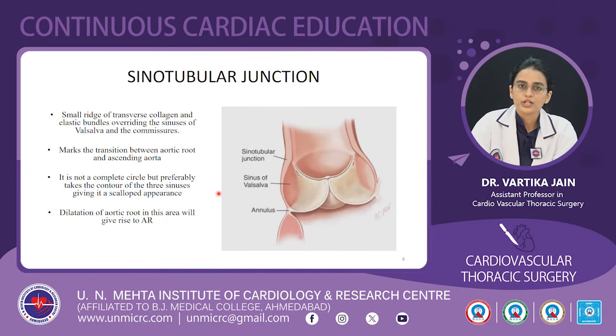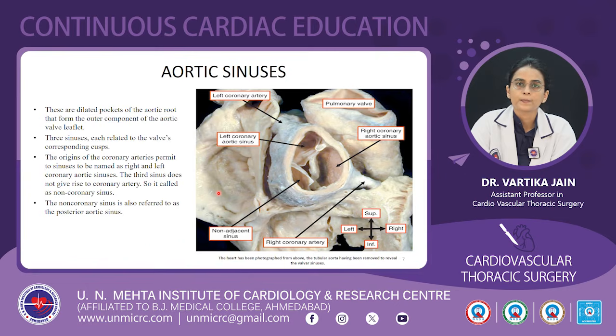The sinotubular junction is basically a small ridge of transverse collagen and elastic bundles which is present at the distal extent of the aortic root. It marks the transition between the aortic root and the ascending aorta. It is not completely a circle, but it basically takes the contour of the three sinuses, giving it a scalloped appearance. The dilatation of aortic root in this area will give rise to aortic regurgitation or aortic insufficiency.